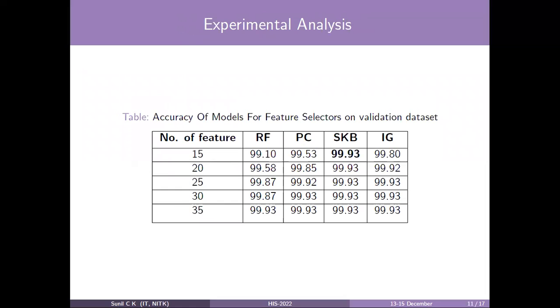Now the experimental analysis. Here we have selected different numbers of k best features, such as 15, 20, 25, 30, and 35, and compared the results among them. We have used random forest as a feature selection model, along with Pearson coefficient, information gain, and select k best. Out of these, the select k best feature selection model performed well, with 99.93% with 15 features. It shows that using more features is irrelevant; only 15 features can give a good result compared to the others.